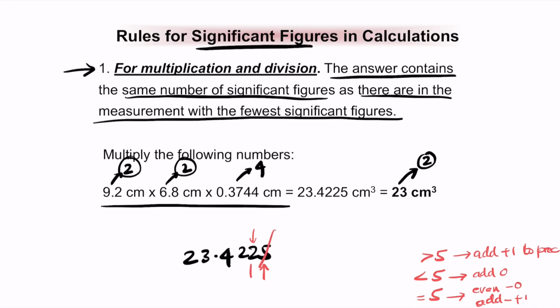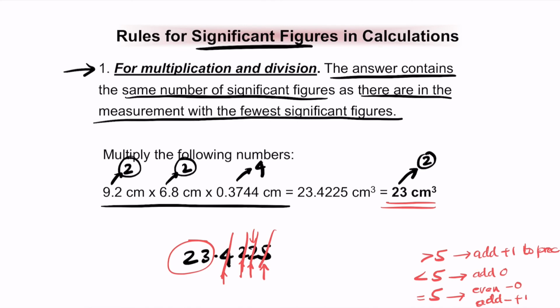Now let's look at this number again. 2 here is less than 5, so we can eliminate it directly without adding anything to the previous number. Next, again 2, which is less than 5, so you can eliminate it directly. Next you have 4, which is also less than 5, so you can eliminate that directly. Now we are left with 2 significant figures, so 23 centimeters. This is how you write the final answer.